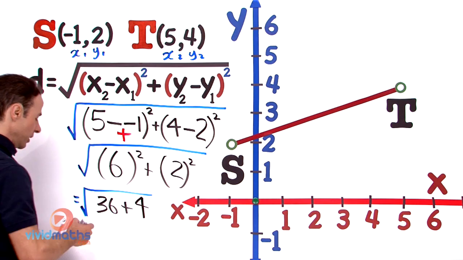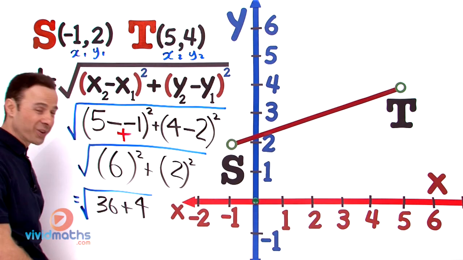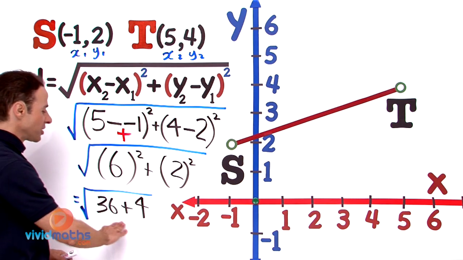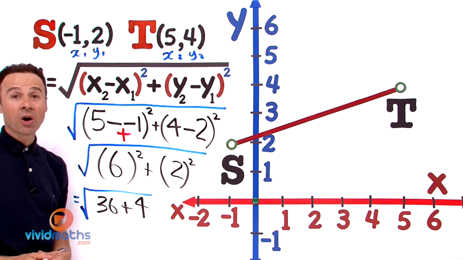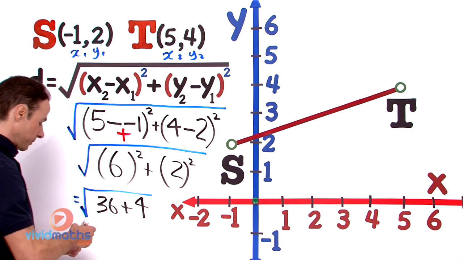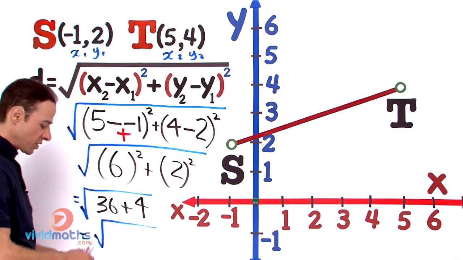All right, we're looking at our distance between S and T, that length around there. We're looking at an approximation of around 6, as I said earlier, visually. So 36 plus 4 is a grand total of 40. So the distance there is the square root of 40. Always keeping that square root sign.